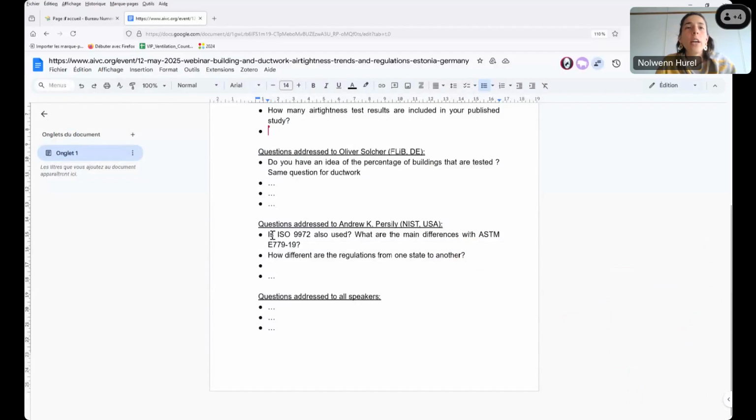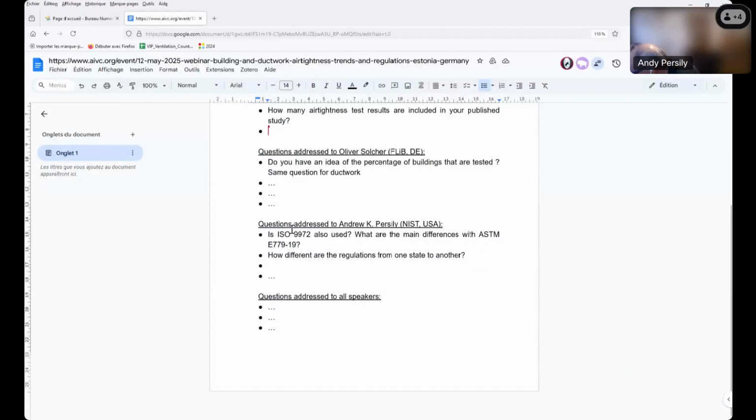So is ISO 9972 also used? So I guess that's for building envelope testing. And what are the main differences with the standard you mentioned, ASTM? Yeah, I know of the ISO standard. I really don't have a good handle on the differences.